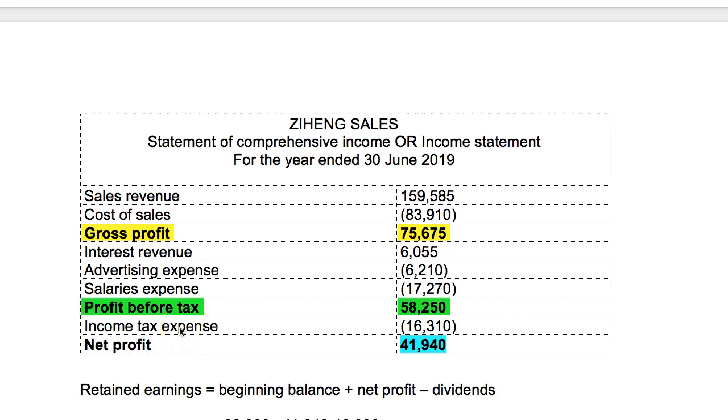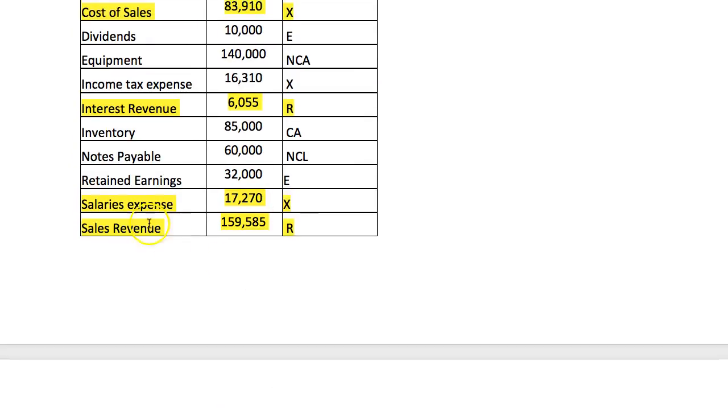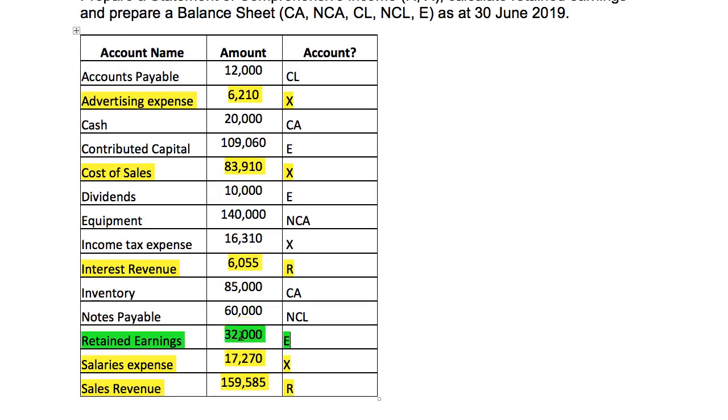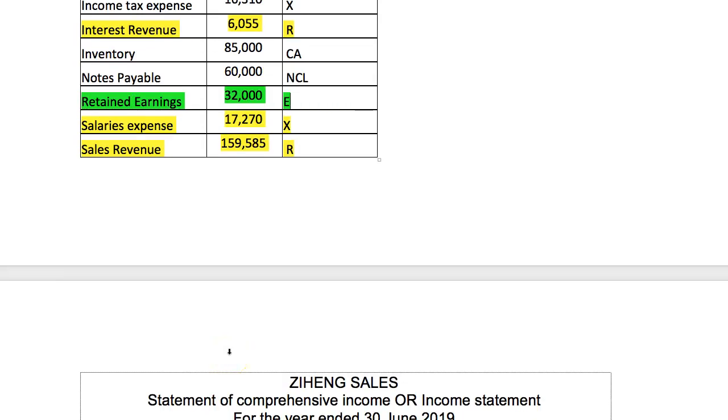Okay, here is our formula for retained earnings. It's the beginning balance, and the beginning balance comes from the information in the question. So it is interesting to note that the number in this list for retained earnings is the beginning balance. That means during the year we didn't make any changes at all to this account. So we've got the beginning balance.